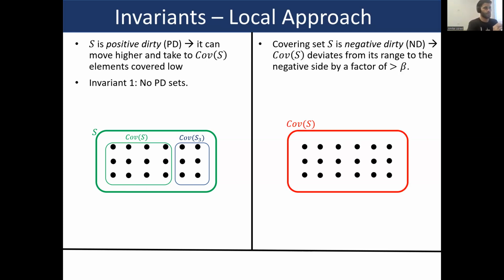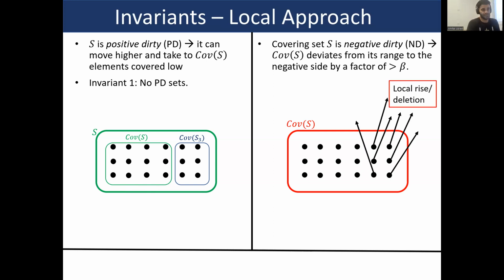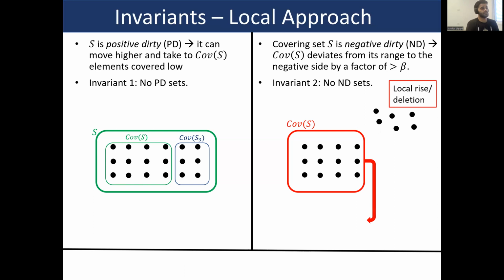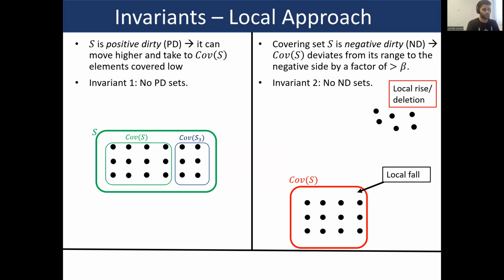Negative dirt is a bit more simple. The range for a level j is that we want the size of Cov(S) over S to be between beta^j and beta^(j+1). If it deviates to the negative side by a factor of more than beta, meaning this ratio is less than beta^(j-1), then it's called negative dirty. This could happen if many elements leave the cover set, either because of a local rise or because of a deletion. In this case, we simply drop S to a suitable level such that it would be clean. That's our invariant, that there are no ND sets, because once a set is ND, we drop it to a level such that it is clean.